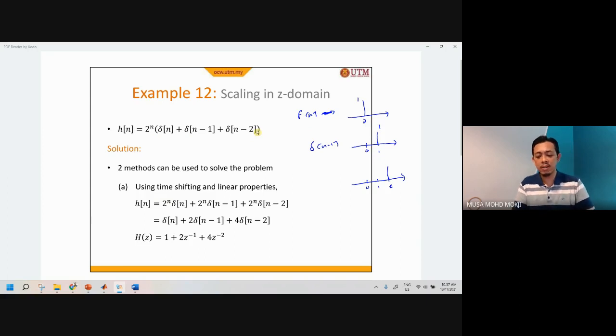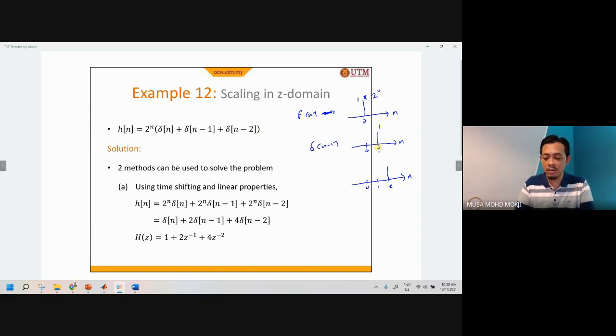Okay, and if you imagine this signal, this is 1, 2, 3, 1, 2, 3, multiplied by 2 to the power of n. So what is the only sample that we have? The only sample that we have here is at n equals 0. Because we are multiplying with 2 to the power of n, and n is 0, 2 to the power of 0 is actually 1. So you multiply with 2 to the power of 0.